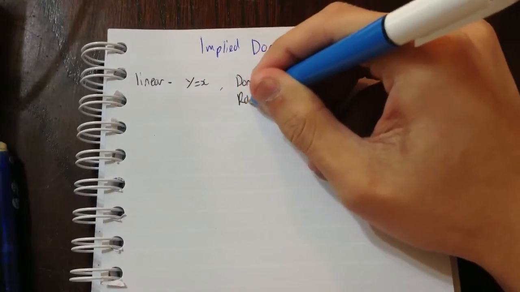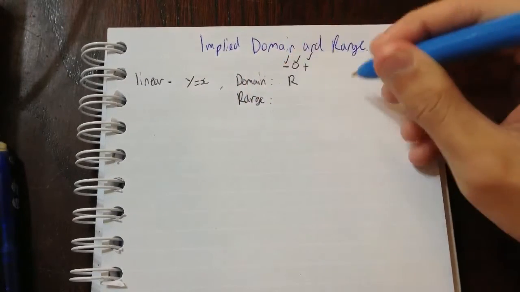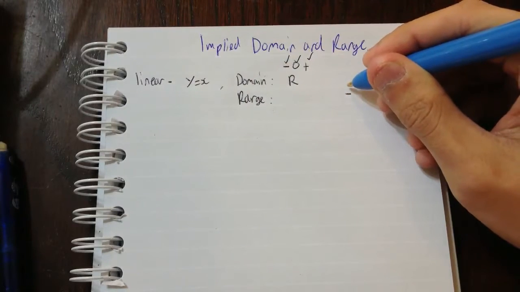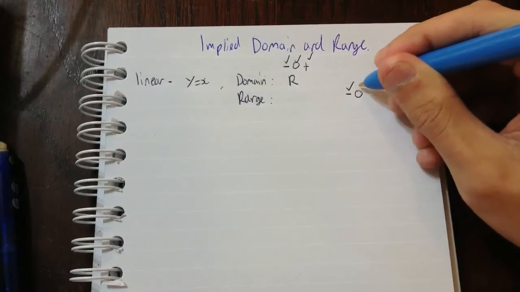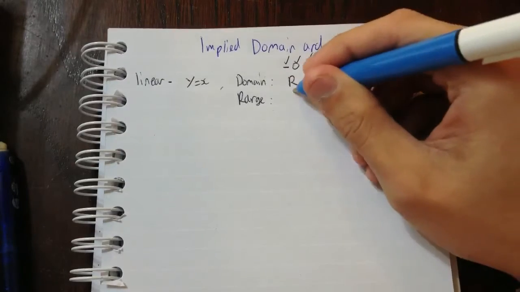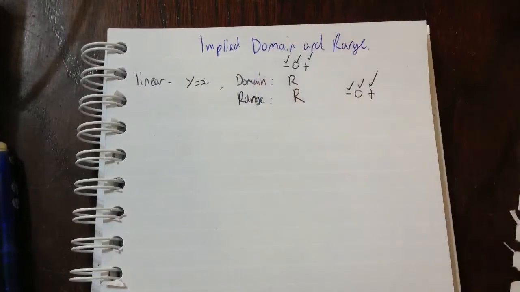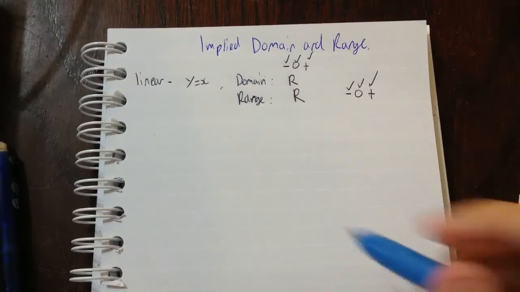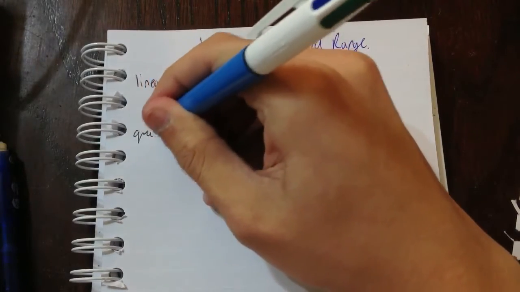What's our range? We can do the same thing. Can x be negative? Can y be negative? Yes. Can y be 0? Yes, when x equals 0. Can y be positive when x is positive? Yes. Range is all real numbers. Okay? So we're just doing the basic things. I'll show you how this works with quadratics.